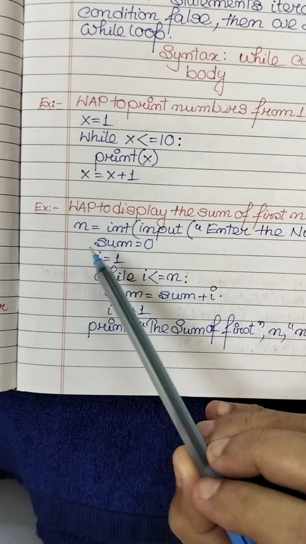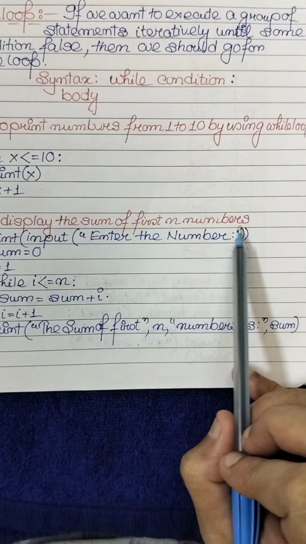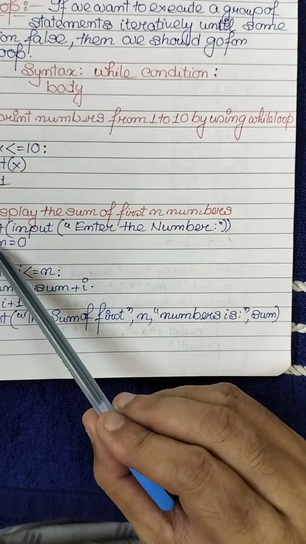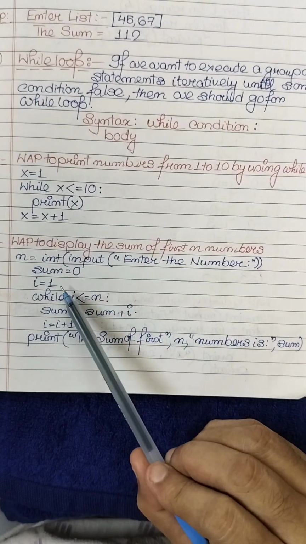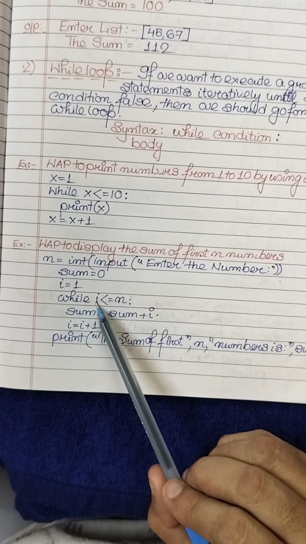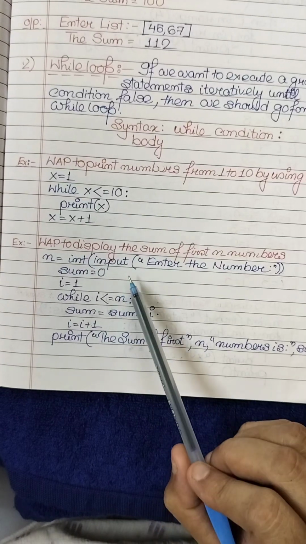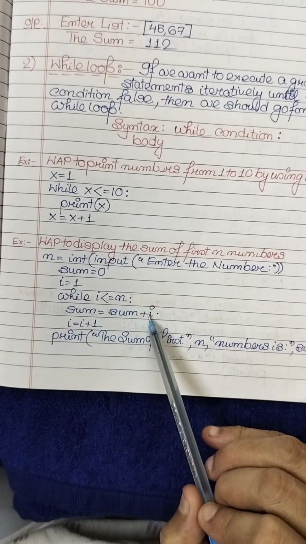Now we are coming to another program. We have to display the sum of the first n numbers. n = int(input()), enter the number. sum = 0, i = 1, while i <= n. Here n means the number we have taken as input. Then sum = sum + i.